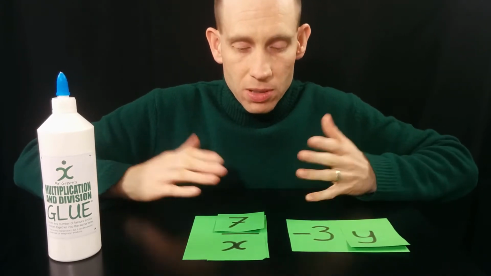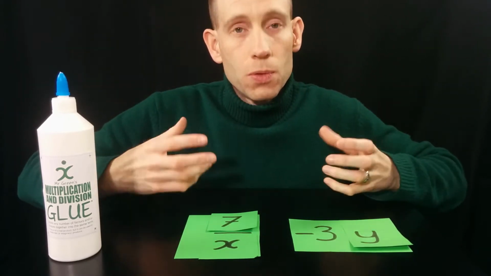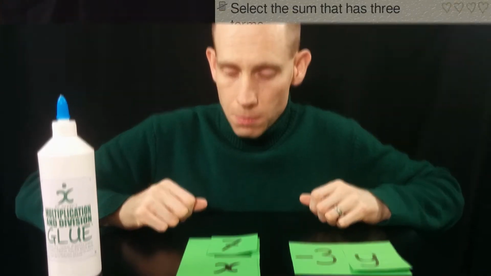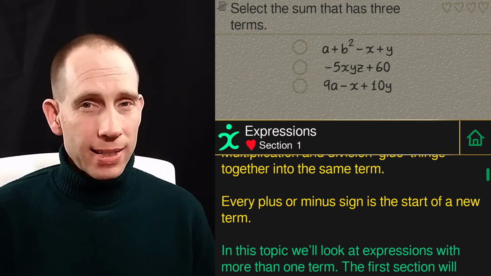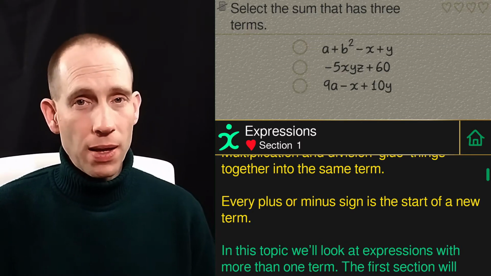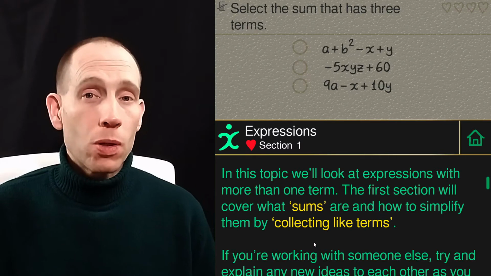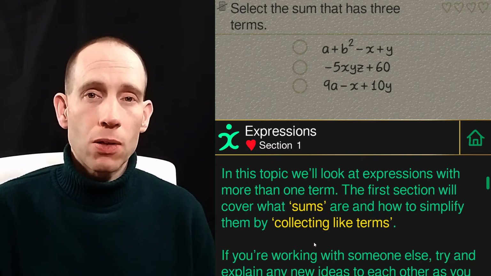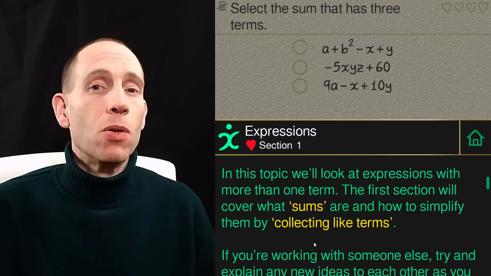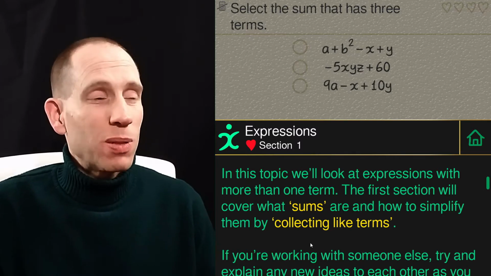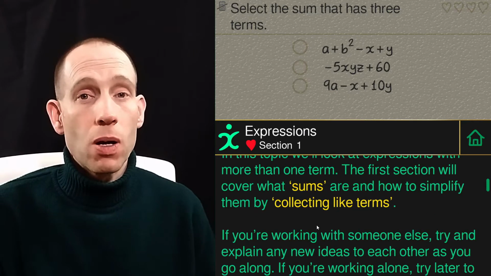And if I put these together, then I'm starting to make a sum. These are not going to glue together. Just the multiplication and division glues factors and divisors together into the same term. So multiplication and division glue things together into the same term. Every plus or minus sign is the start of a new term, and I'll talk a bit more about that in a moment. So in this topic, we're going to look at expressions where there are more than one term. I've done some tutorial videos on the topic on terms where we looked at simplifying just within one term. This topic is going to look at where you've got more than one term in an expression. And so we're going to focus particularly on how to collect like terms, which is a way of simplifying algebraic expressions, something we do quite a lot when we're working with algebra.